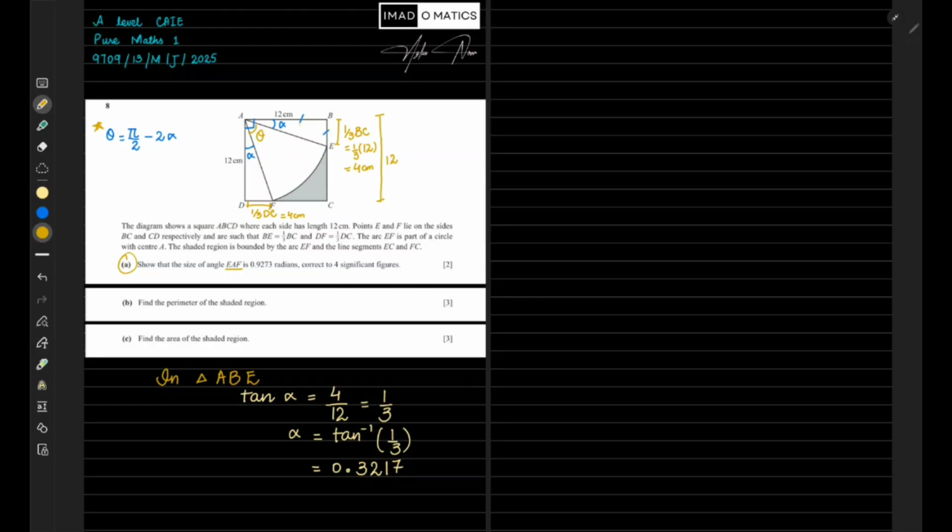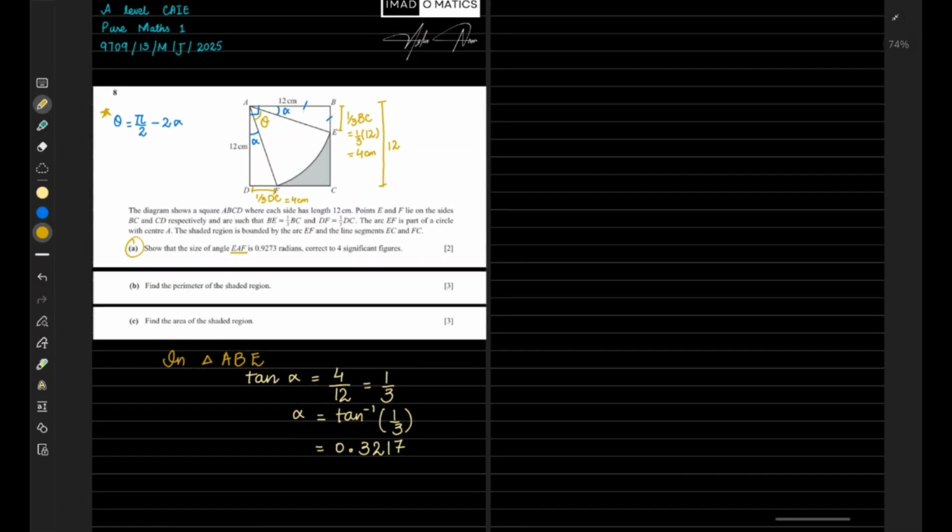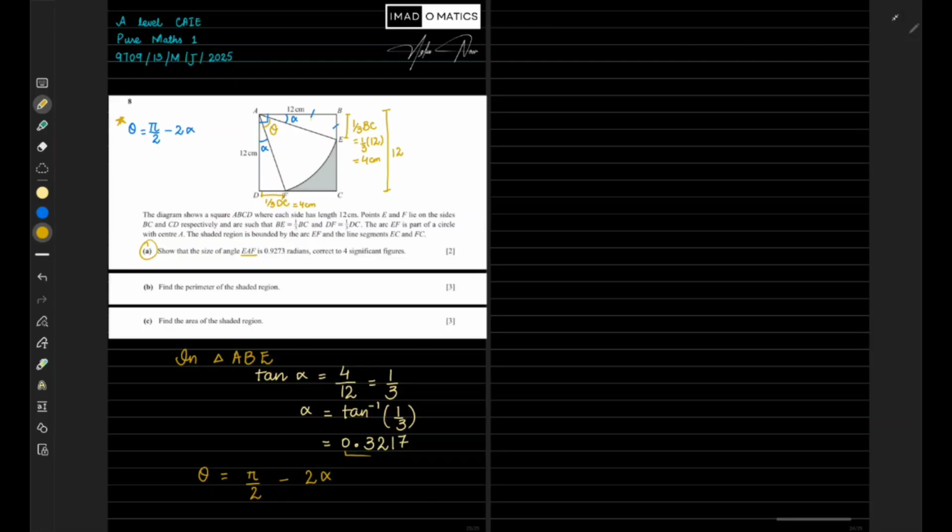Now we made the generalization that gives you theta. So now angle theta is equal to pi by 2 minus 2 alpha. Let's solve it directly with the calculator. There are two ways to do this. Either you can use this alpha value, but the best way is to use this tan inverse value. That will give you a very accurate result. So I'm going to use this value.